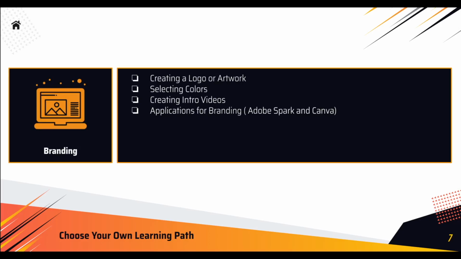And as far as branding, we'll look at creating a logo or artwork for your videos, selecting the colors, being precise, getting down to the actual hex code so we can get a precise color that you want. Look at creating videos and the applications approved by Wake County that we can use. We'll be specifically looking at Adobe Spark and Canva for Education. Those are the 4 modules.